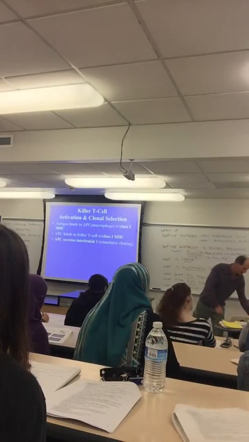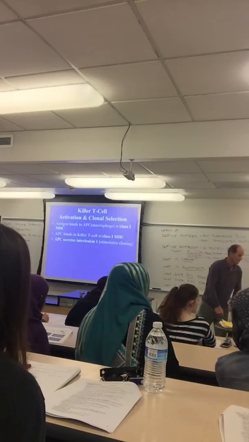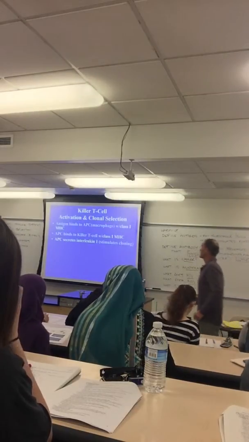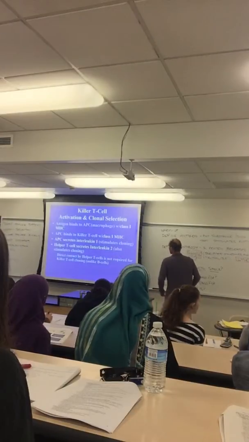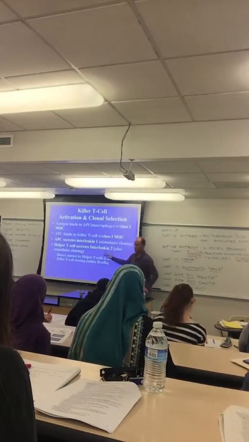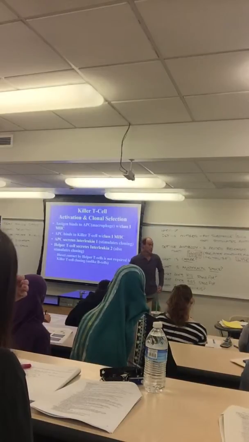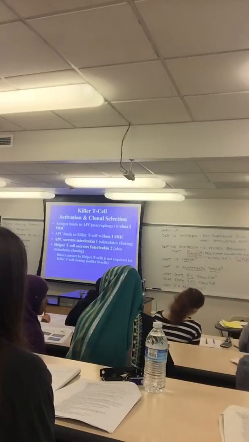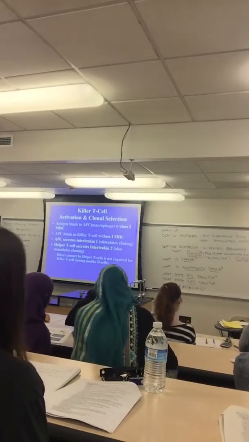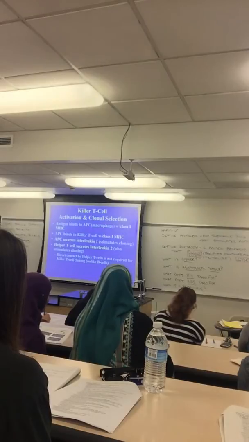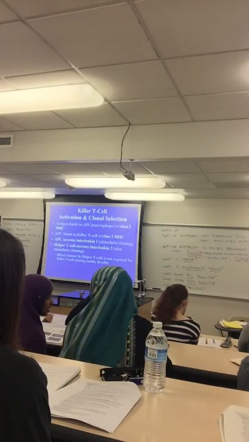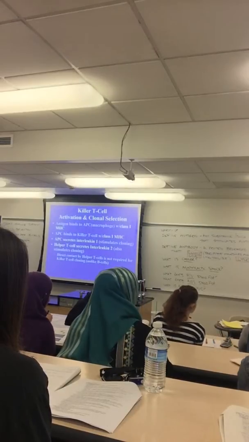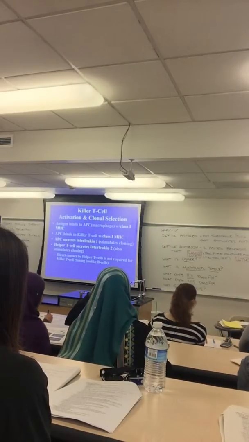Okay, so APC secretes interleukin 1. You also have the helper T cell that secretes interleukin 2. Right, so there's a two-way stimulation here. So maybe I'll just put this up here. The APC presents the antigen with class 1 MHC. Okay, so then we have the APC binds to the killer T cell.